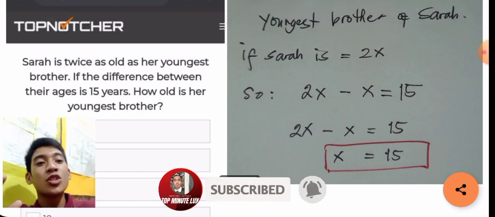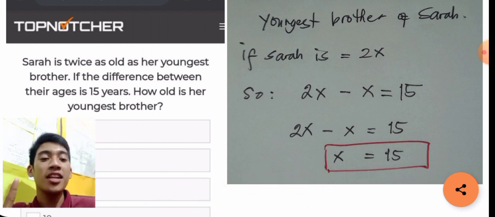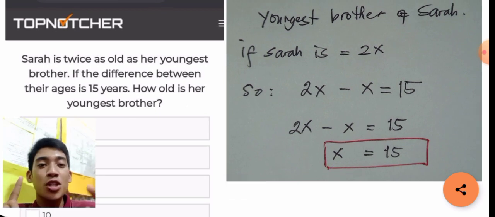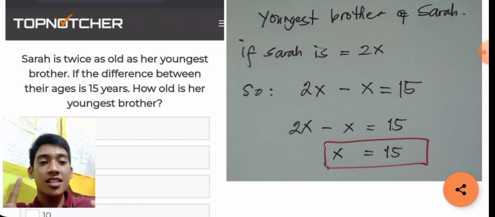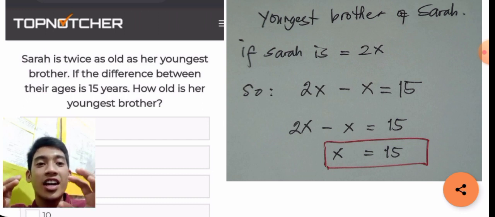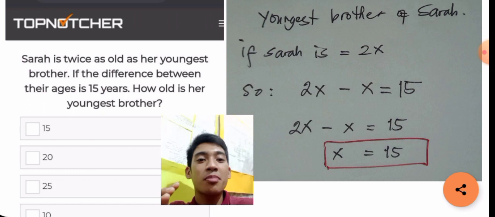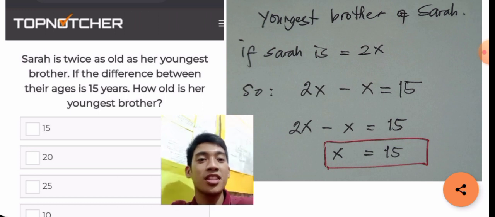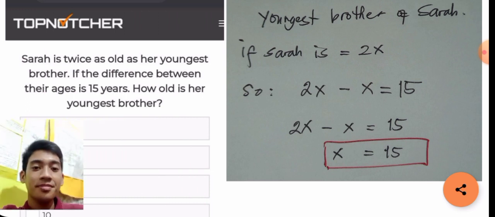So 2x minus x gives us x, which has a coefficient of 1, understood as only one x. So x equals 15. Therefore, the age of her youngest brother is 15 years, and Sarah is 30 years old. 30 minus 15 gives us 15, that's the difference between the ages. Continue.